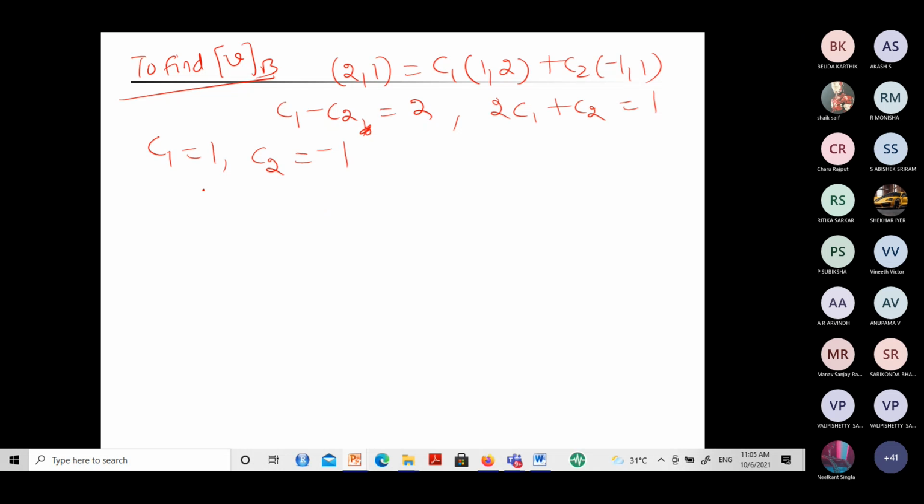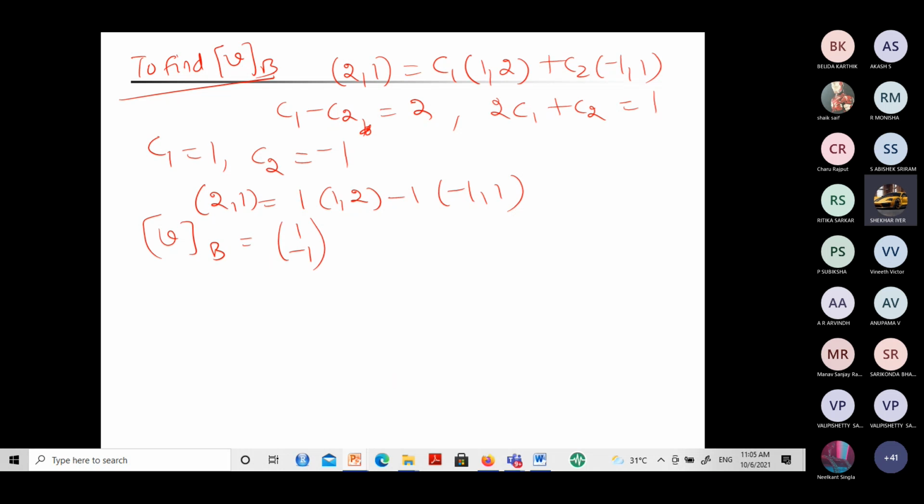So (2, 1) is 1 into (1, 2) minus 1 into (-1, 1). So this is V with respect to B. Ma'am, can you explain the C1 minus C2, how? So what is this V with respect to B? That is called the coordinate vector of V with respect to the basis B. What do you mean by coordinate vector of that?